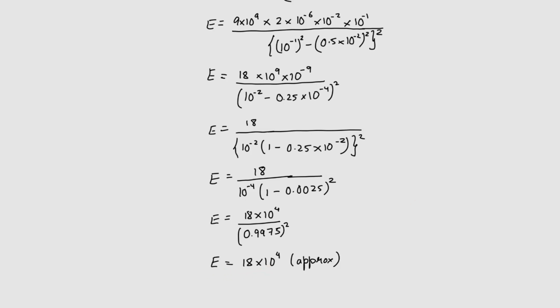Don't forget the unit. The unit is Newton per coulomb. And in brackets, we note approximate. Fine? So therefore, this is the answer. Now let's look at the next question.